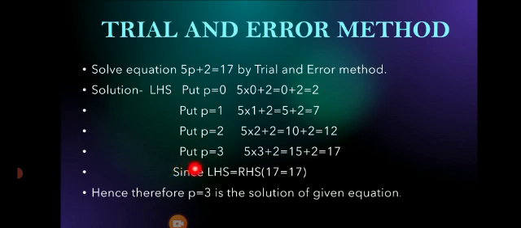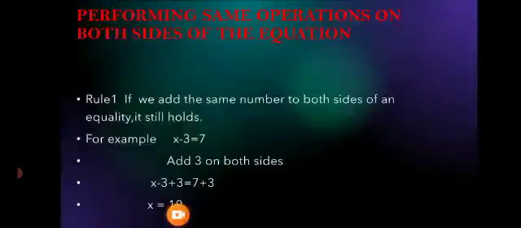Then I will put p equals 3. 5 multiply 3 will be 15. 15 plus 2 will be 17. Now the left hand side and right hand side become the same. Hence, therefore, p equals 3 is the solution of the given equation.